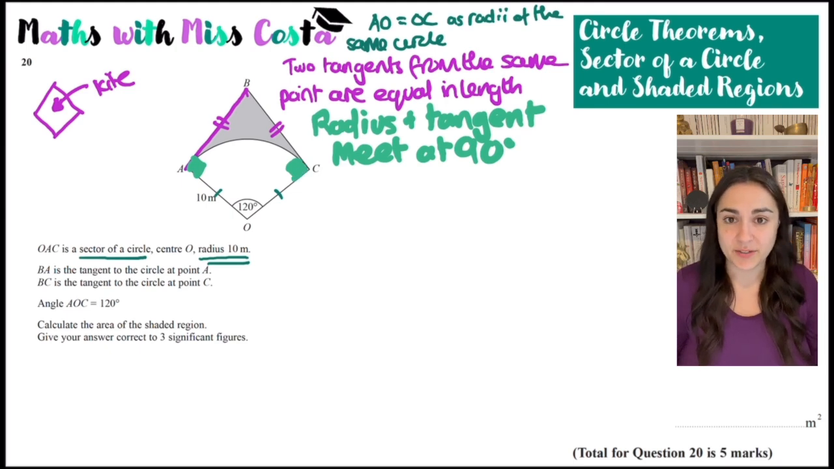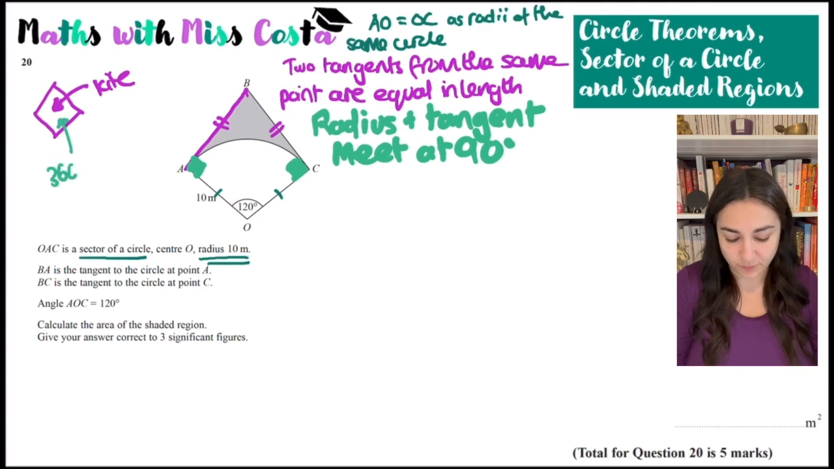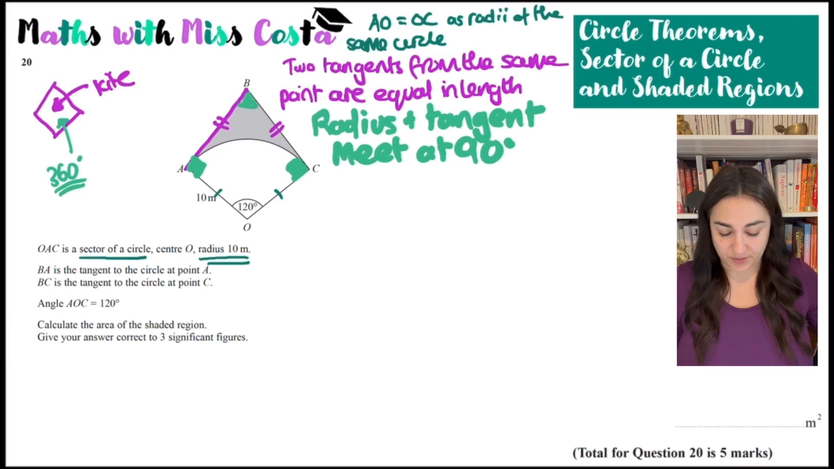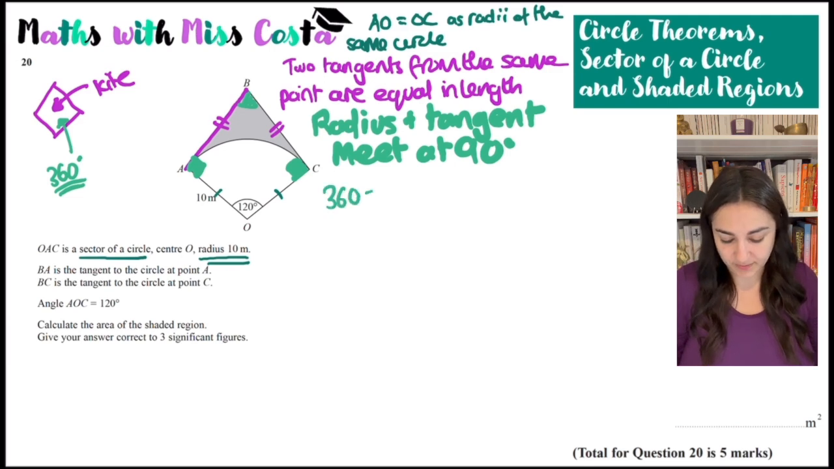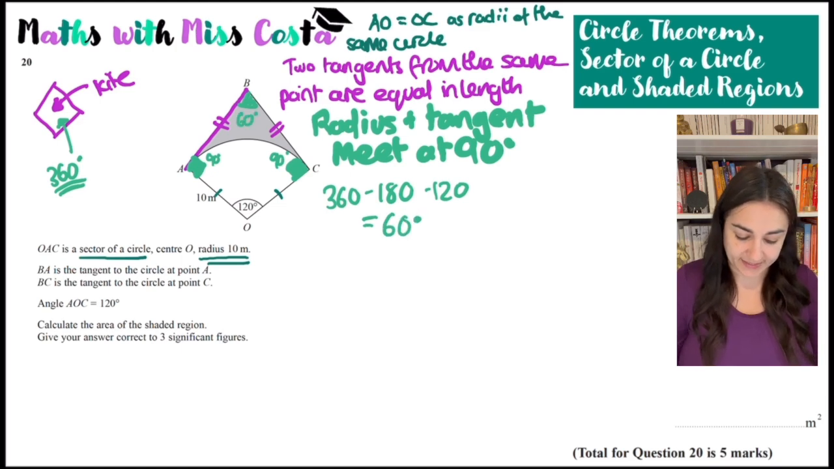Okay, so we've put some more information into the diagram. And I know 3 of these angles now, and I know that I have a kite, which is a 4-sided shape. So therefore I know the angles in this kite are going to sum to 360. I can figure out what this angle here is. I would just need to do 360, take 180, because 2 lots of 90, take 120, which would leave me with 60 degrees. So I know that this angle here is 60.